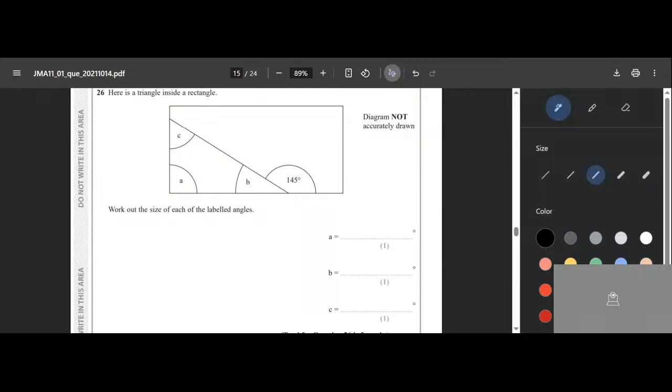So let us start with A. We said that because this one is a rectangle, you always know the properties of a rectangle. All the angles add up to 360, and all these angles. Then now we can go to B.